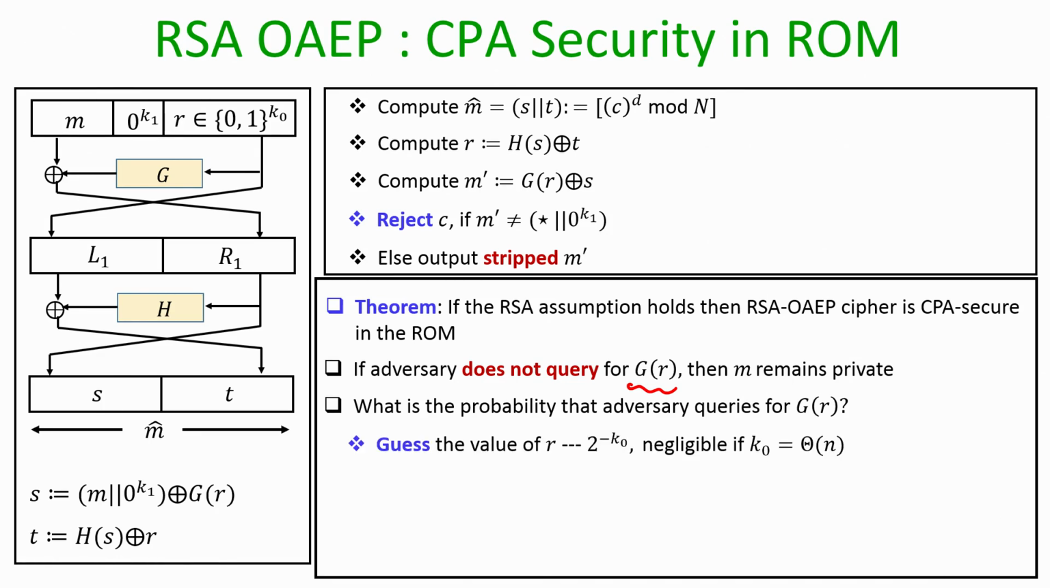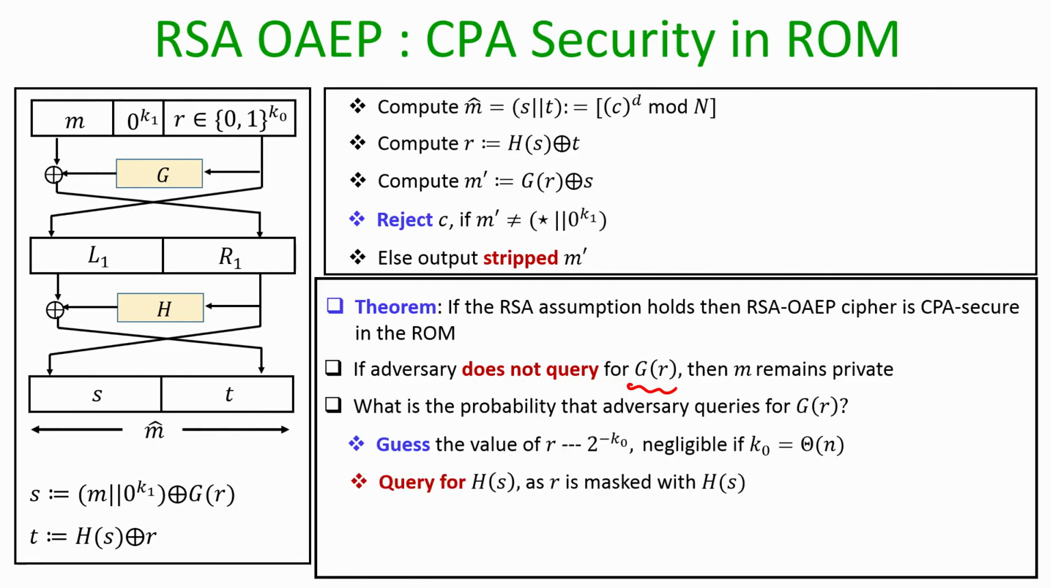There could be two ways. One option could be that the adversary guesses the value of the randomness which has been used by the challenger, and the success probability of guessing R is 1 over 2 to the power k0, which is negligible if we set k0 to be some theta function of the security parameter.